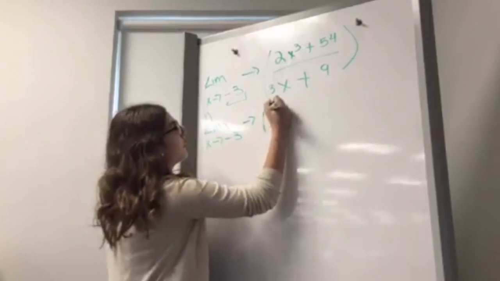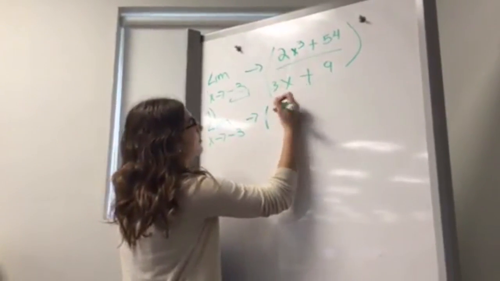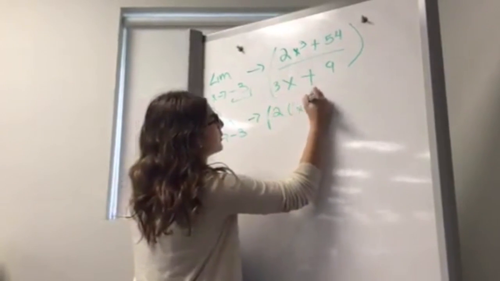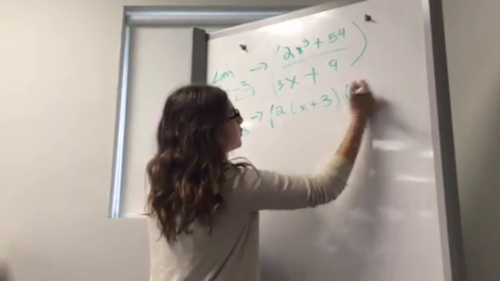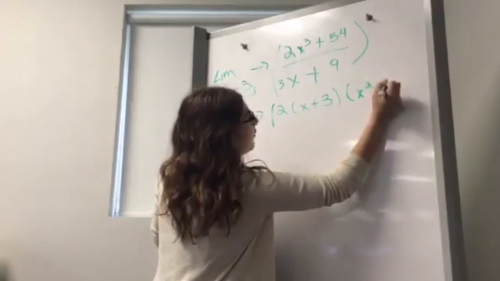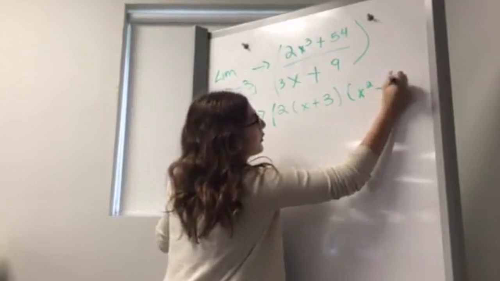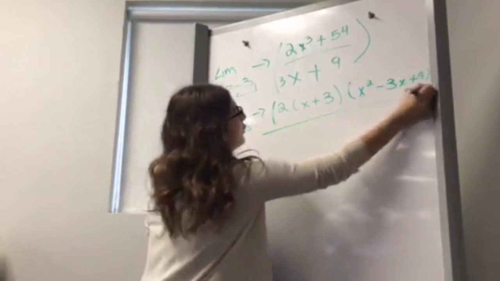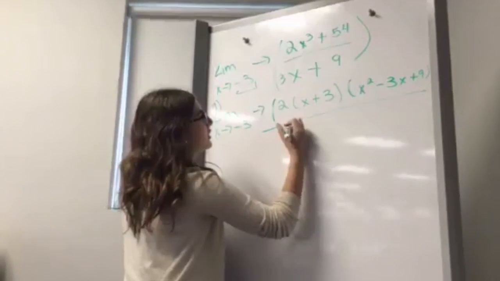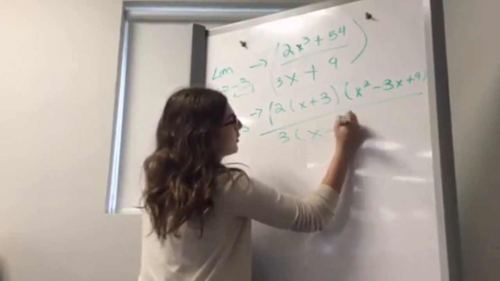So the first thing you do is factor the top part, which is 2x plus 3, and then you double the first one, x squared, minus this multiplied with the opposite sign and the square of the last one. And then you factor the bottom part. So it's 3x plus 3.